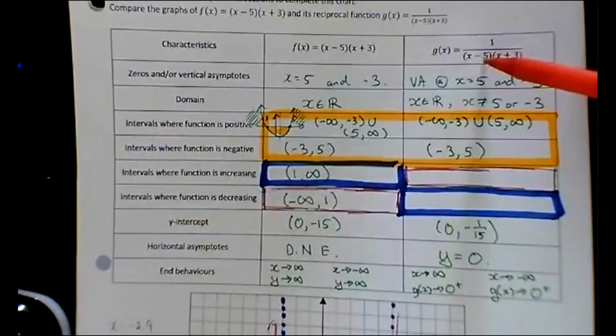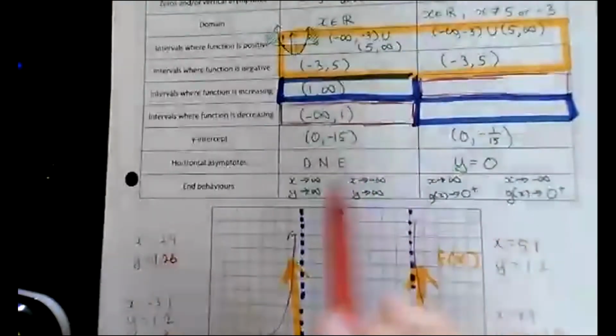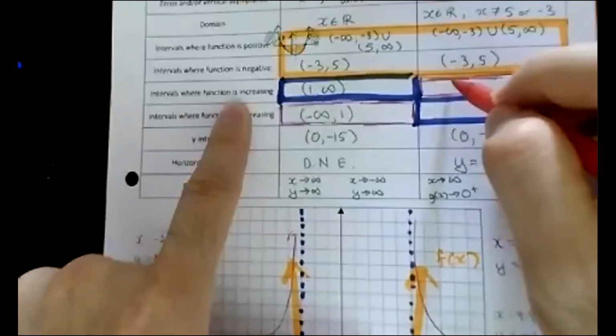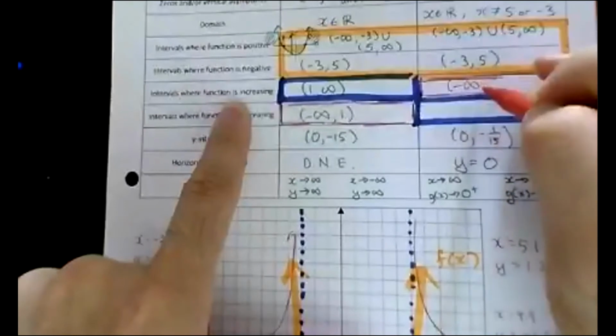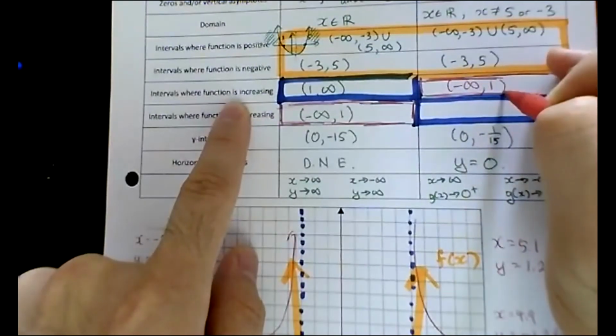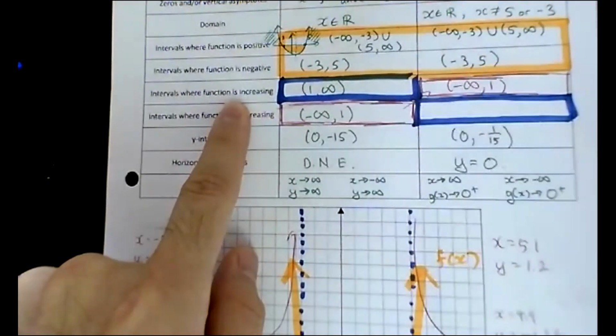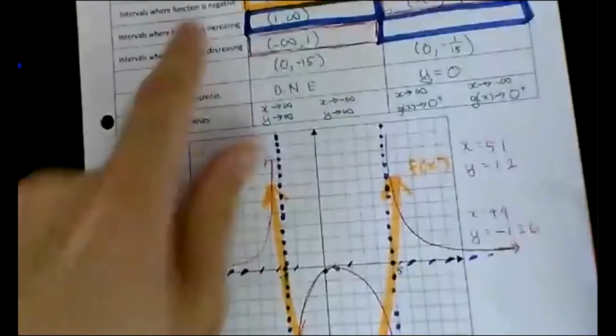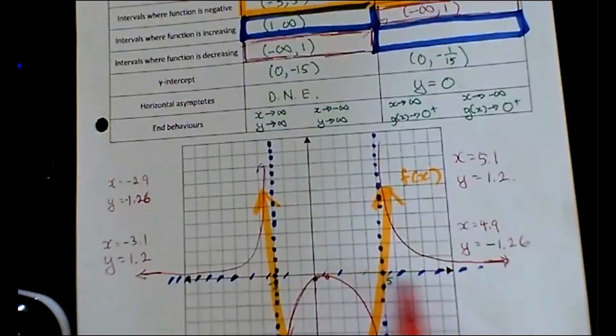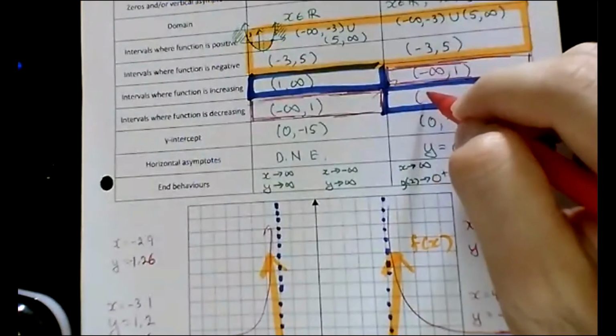Yep, 5.1 minus 5, 5.1 plus 3. So I am increasing from negative infinity all the way to 1. And then where am I decreasing? From 1 all the way to positive infinity.